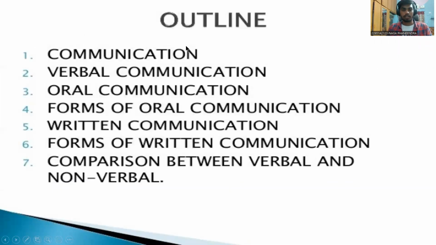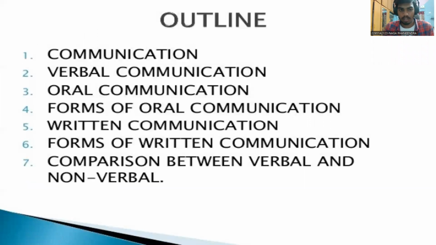So basically, first comes the outline. It includes first communication, second verbal communication and oral communication and the forms of oral communication, and written communication, forms of written communication, and comparison between verbal and non-verbal.